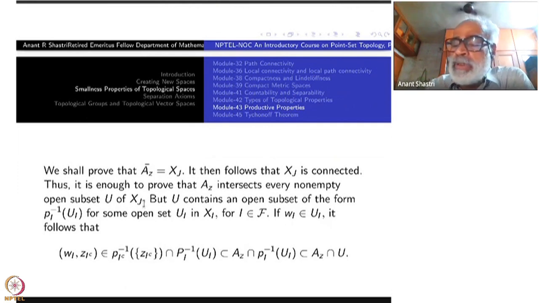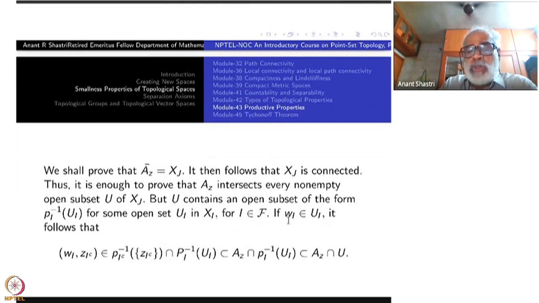What is the meaning that U is an open subset, non-empty, inside XJ? It contains an open subset of the form PI inverse of UI for some open subset UI in XI. These are the basic open sets. That is the first thing I am going to use here, where I is itself a finite set. There must be some such thing, and UI must be non-empty, open, inside XI, I must be finite.